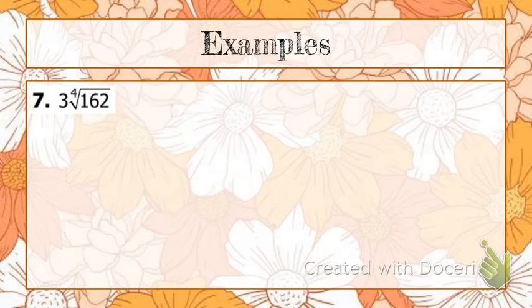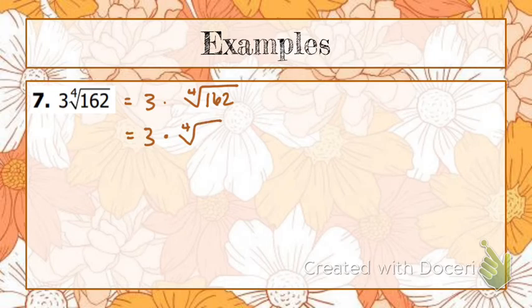And then for number 7, it's the last example on this section I'm going to do. It's a 4th root. So we're going to split this up. We have 3 times the 4th root of 162. And this time we're going to look at our perfect fourths, 1, 16, 81, 256, etc. And the biggest number from that list that goes into 162 evenly is 81. And 81 has to be multiplied by 2 to get 162.